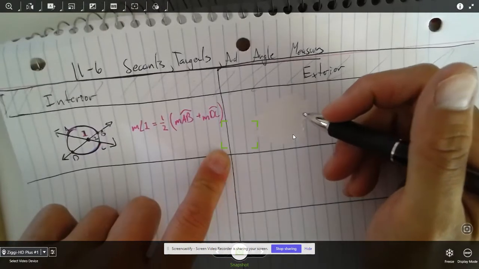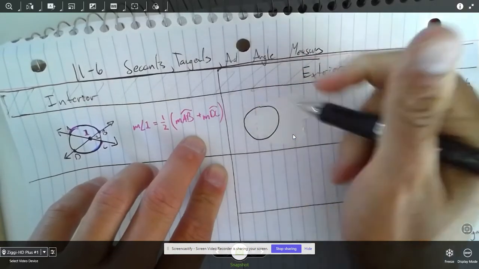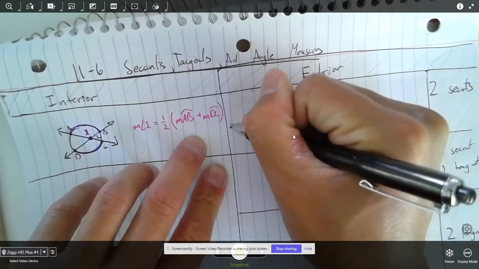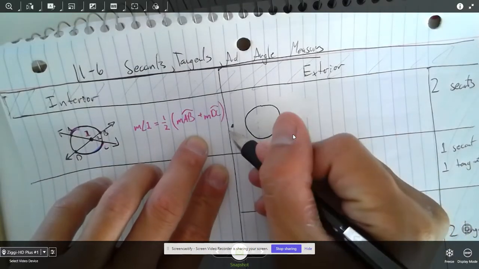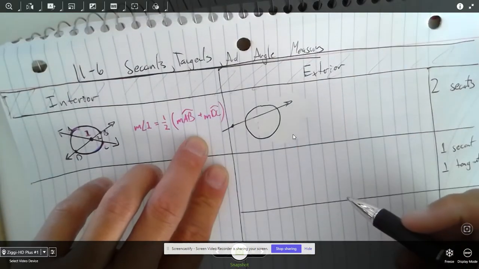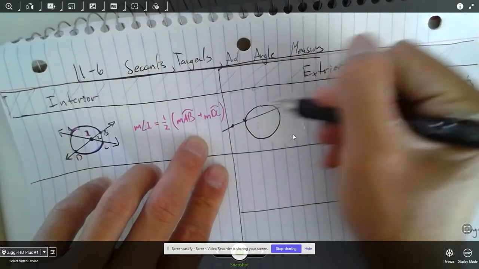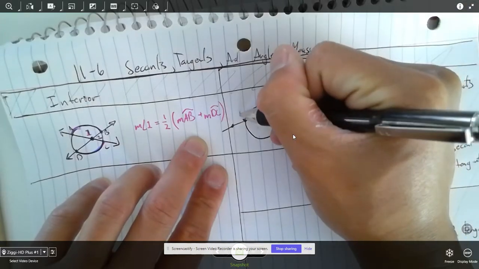It'll be almost the same exact thing, only it'll be a circle. Except they're going to cross at the exterior, meaning they're going to cross way out here. Here's a secant line that crosses the circle at 2 points. There, here, and here, it crosses that. That's one secant line, right? That's going to be B and D.